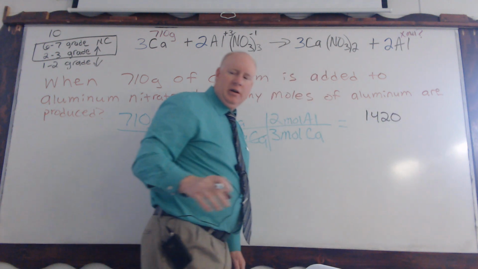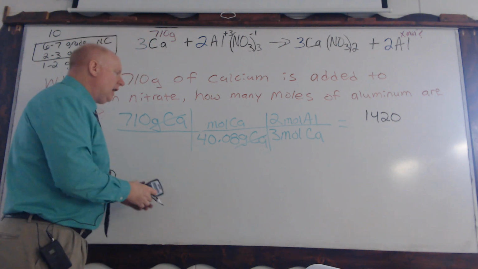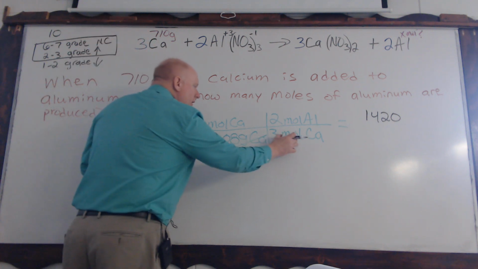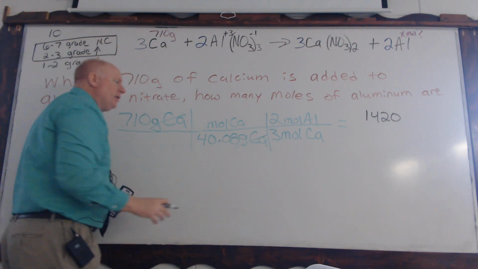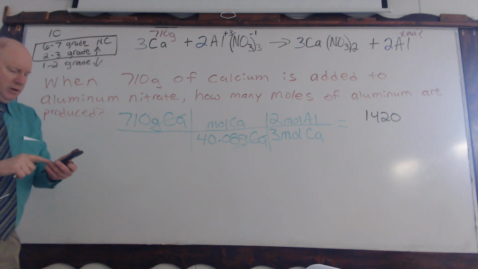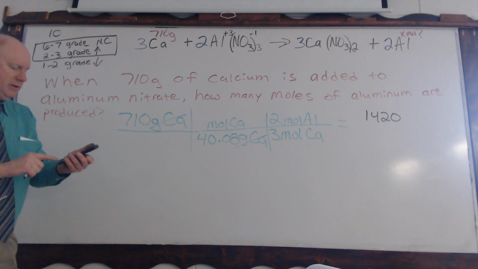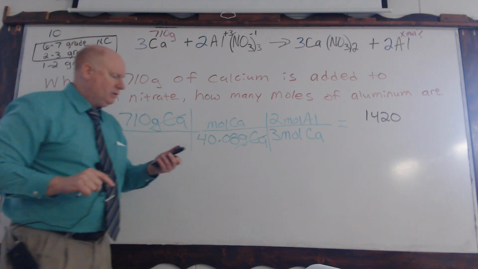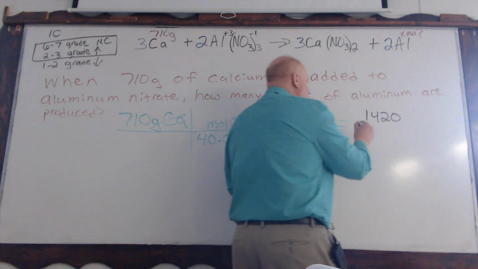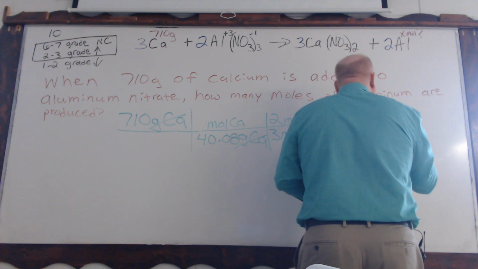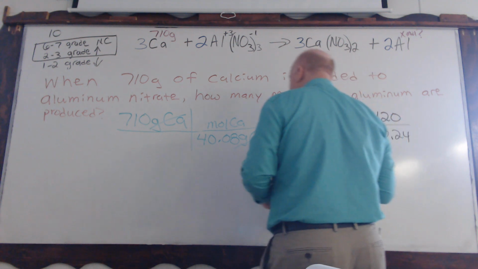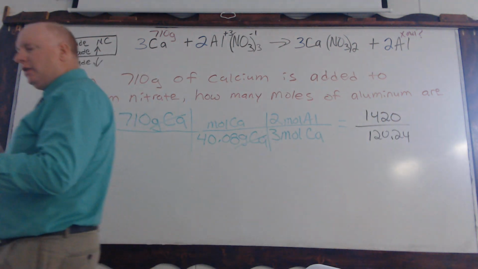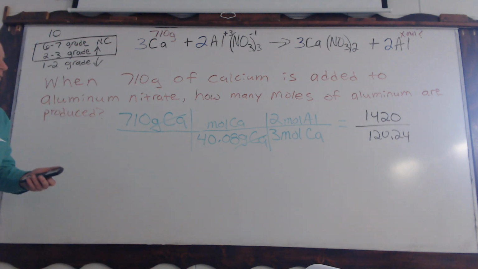Because a lot of times there's just one number on the bottom. In this case, there is 2. So we need to take 40.08 times 3, and that gives you 120.24. Now you can punch in or grab your answer.